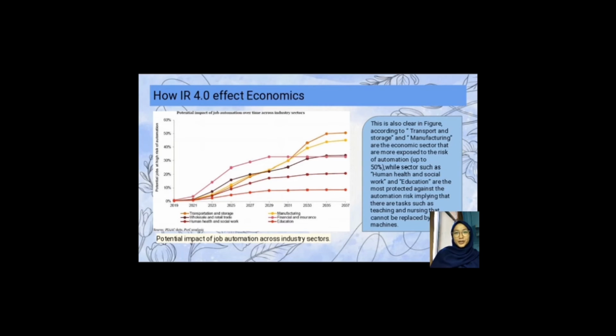Next, we will move to how IR 4.0 affects the economy. This is also clear in the figure. According to it, transport and storage and manufacturing are the economic sectors that are most exposed to the risk of automation, which is up to 50%, while sectors such as human health and social work and education are the most protected against the automation risk, implying that they involve tasks such as teaching and nursing that cannot be replaced by machines.